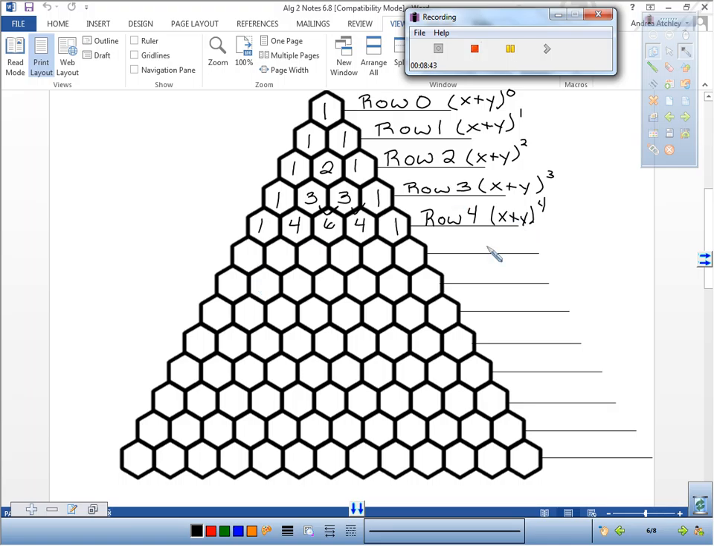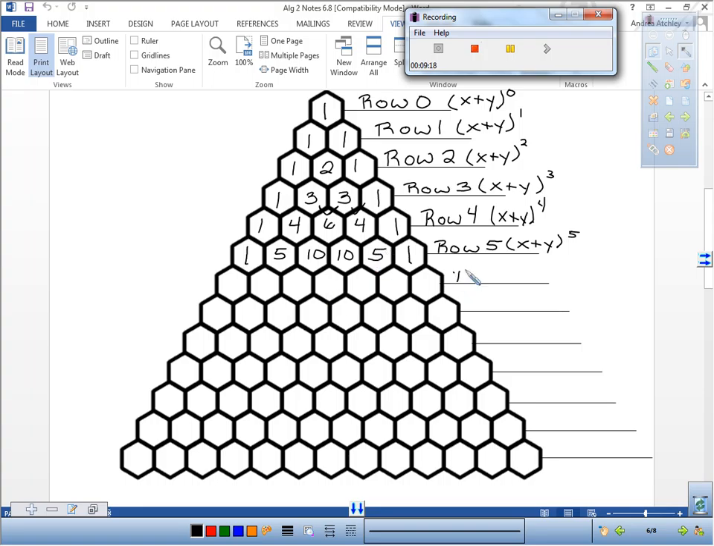The next one then is row 5. It's x plus y to the 5th power. Then again, the 1s are on the outside, and then you add 1 plus 4 is 5. 4 plus 6 is 10. 6 plus 4 is 10. And 4 plus 1 is 5.